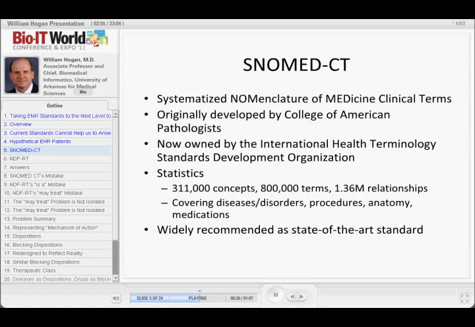To do that, it has about 311,000 concepts, 800,000 terms for those concepts, so it includes synonyms, and about 1.36 million relationships among those concepts that tell us how they're related together. I'll show you some examples. It has standardized codes and terms for diseases, disorders, procedures, anatomy, and medications, including drug classes. And it's been widely recommended as a state-of-the-art standard.